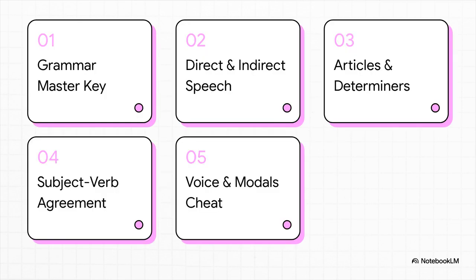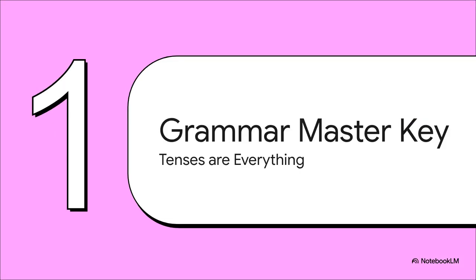Okay, so here's our roadmap for today. First, we'll uncover grammar's ultimate master key. Then we'll move into hacking direct and indirect speech. After that, we'll decode articles and determiners, reveal some really sneaky subject-verb agreement hacks, and finally finish off with the voice and modals cheat sheet. Let's get into it. Section 1, Grammar Master Key.